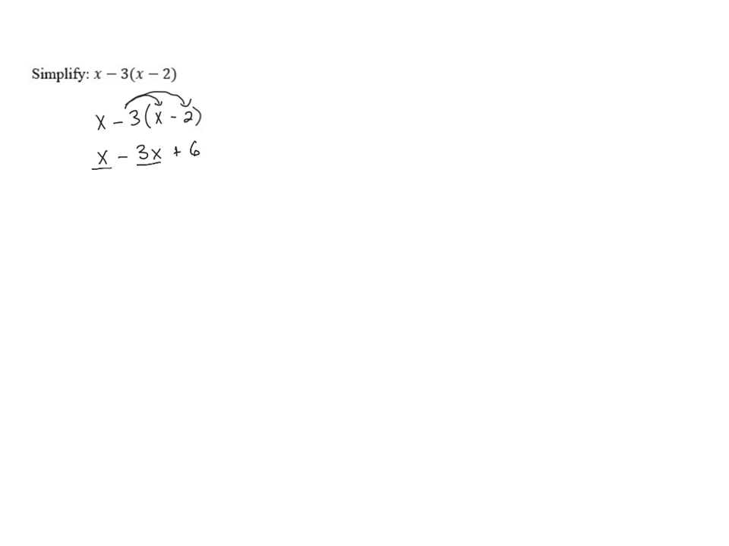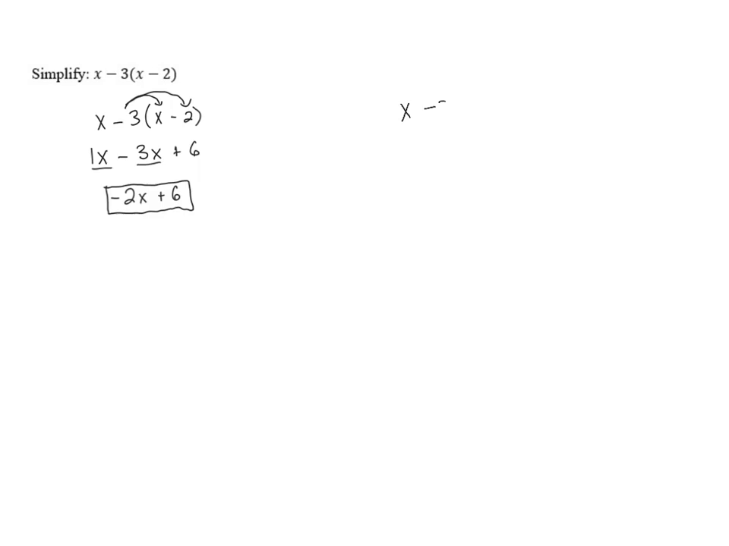x minus 3x is the same as 1x minus 3x, which is negative 2x, and so we have negative 2x plus 6. A little bit of explanation as far as why the subtraction gets distributed as well.